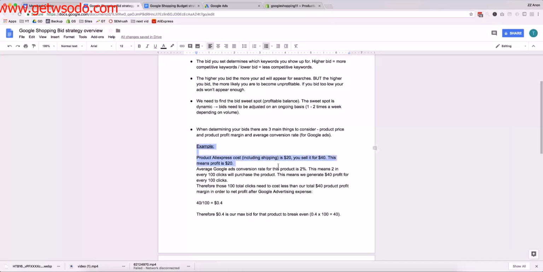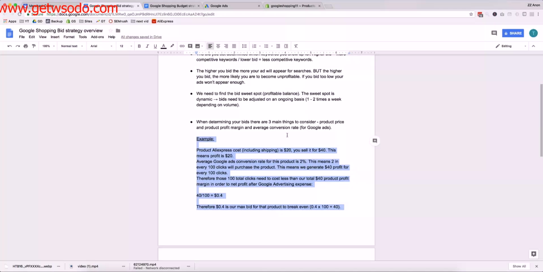I've got an example down here that shows you how Google Ads is just a numbers game and where you should set your bids.